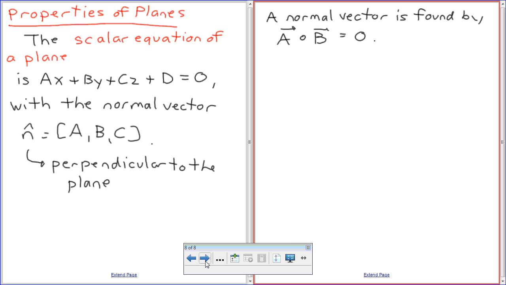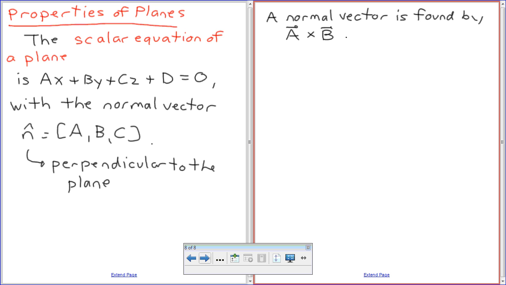Okay, if A dot B equals 0, whoops, I got that wrong. Try again, A cross B is the other one. Well, A dot B equals 0 will work as well too, right? But in general, for any two vectors, A cross B is going to be the normal.